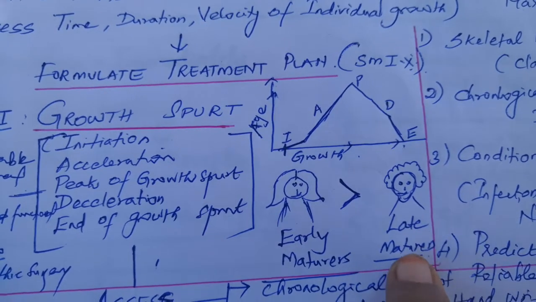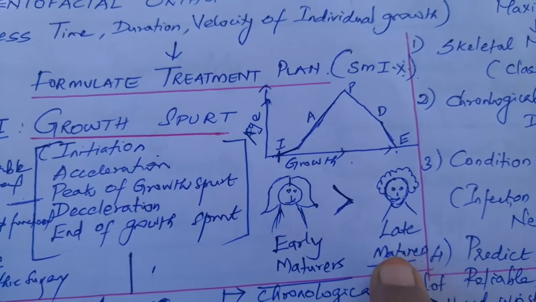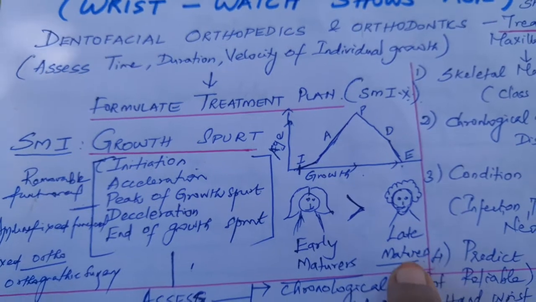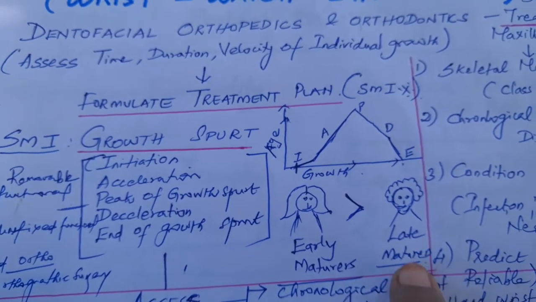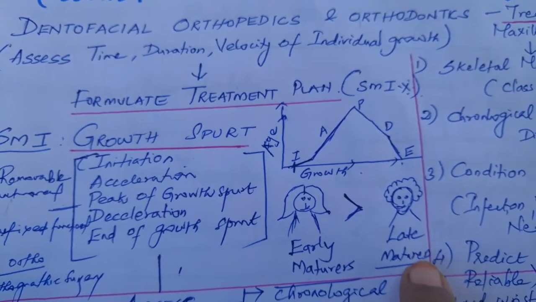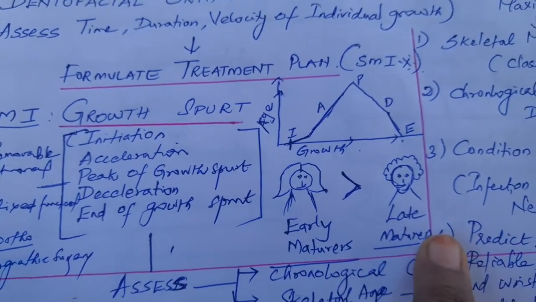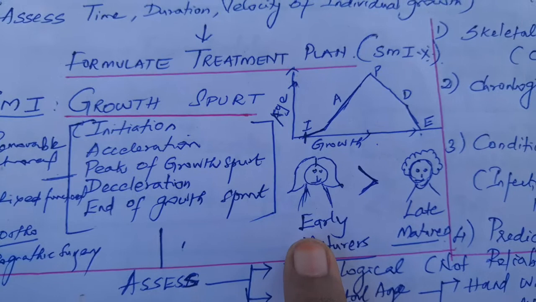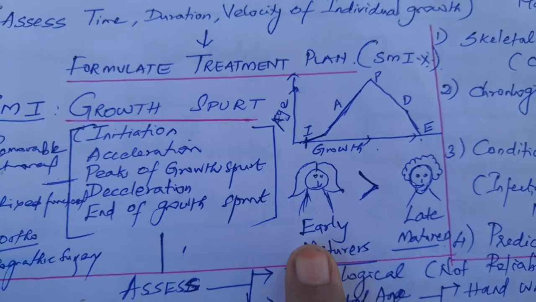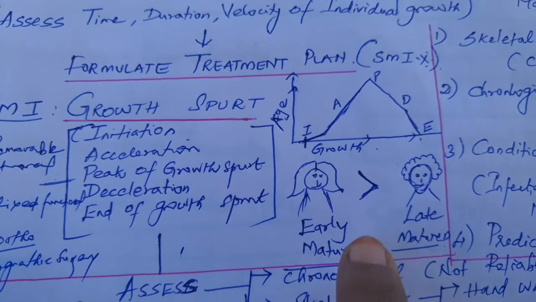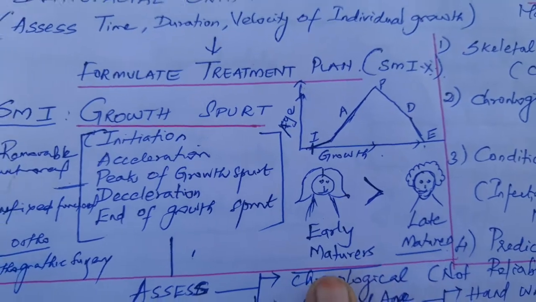So we have more time to do functional appliance cases in boys. Even if they are 13 or 14, we can go ahead and do certain cases. But girls are early maturers, so they have to be addressed as early as possible for skeletal malocclusion.